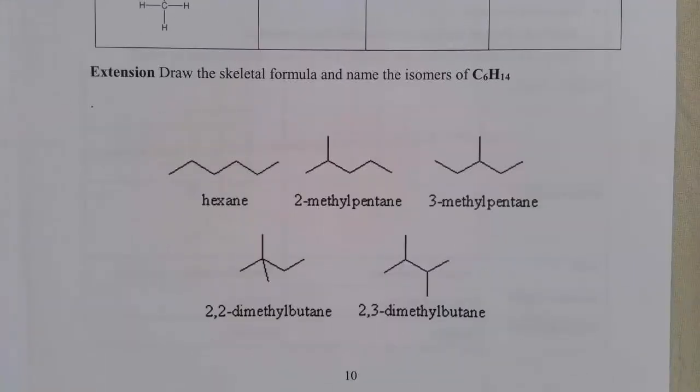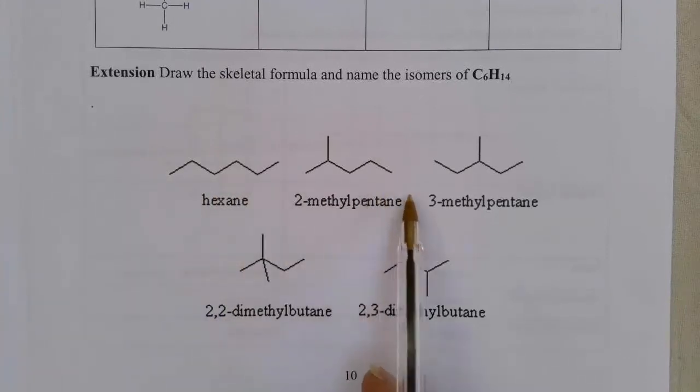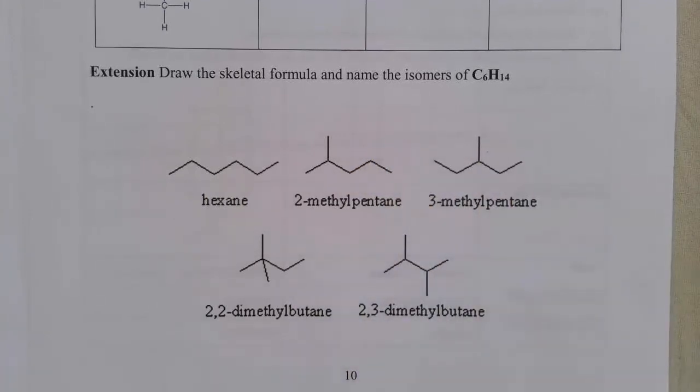And drawing the skeletal formulas of the isomers of C6H14. In this case there are 5 of them. Again, we start with a straight chain. We've got 2 which are mono-substituted, so I've got single methyl groups on them, and then I've got 2 with 2 methyl groups on them. You should notice that as the number of carbons increases, so does the number of possible structural isomers.